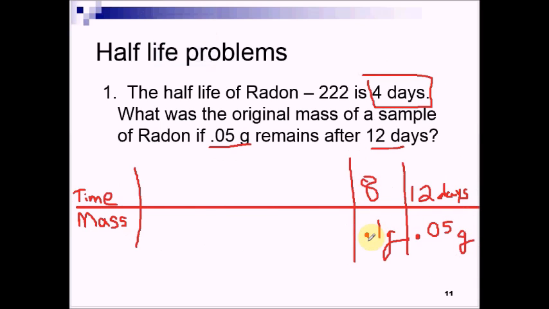So at 8 days, there was 0.1 gram. Another half-life goes by here to 12 days. That's 4 days that goes by. That's a whole half-life. I cut my sample in half and I get to 0.05.